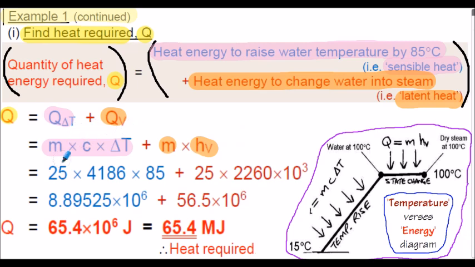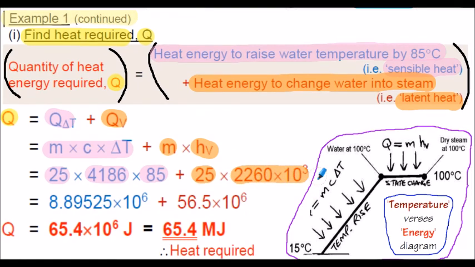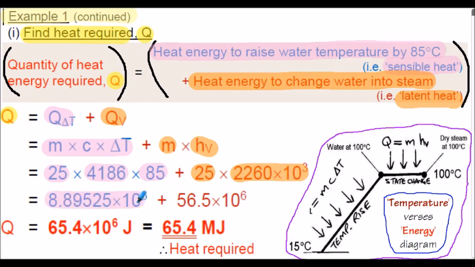All I do now is insert the values. So the mass is 25 kilograms. The specific heat capacity is 4,186 joules per kilogram per degree C. And the change in temperature is 85 degrees C. And to find the latent heat required, that's the mass, 25 kilograms, multiplied by the specific latent heat of vaporization, which is 2,260 times 10 to the 3 joules per kilogram. Calculating the Q delta T, calculating the QV, I calculate the total heat energy required as 65.4 times 10 to the 6 joules, or of course that's 65.4 megajoules.